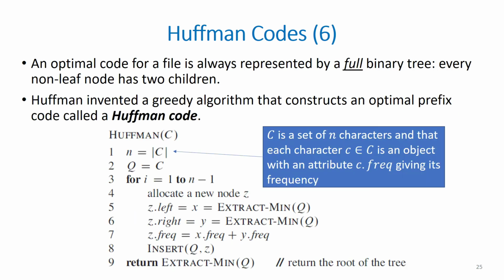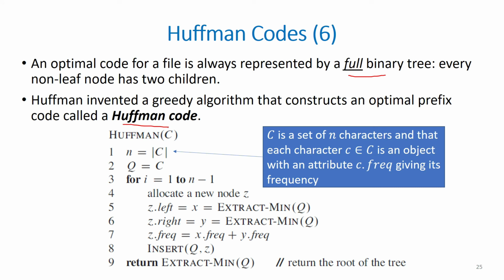Another interesting thing about Huffman prefix coding is that for any given file of characters, the optimal coding will always represent a full binary tree. That is, each non-leaf node will have 2 children. Huffman came up with a greedy approach to construct these prefix codes, which we call today as Huffman code.